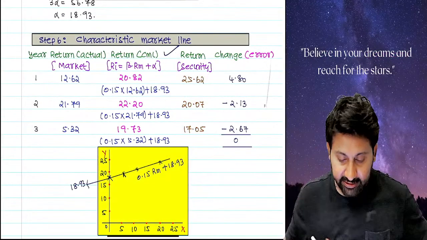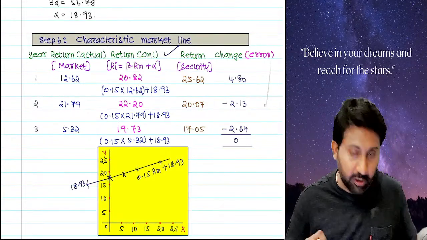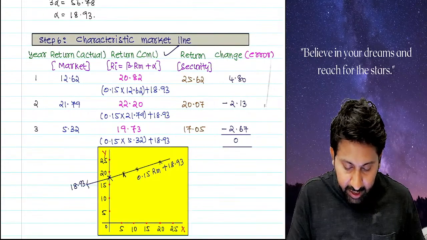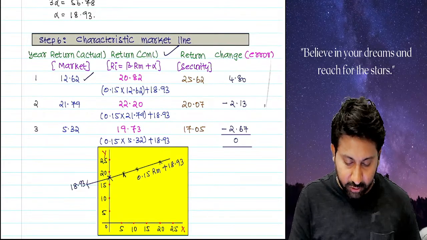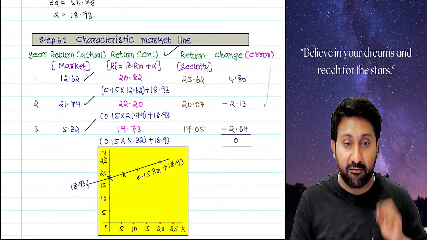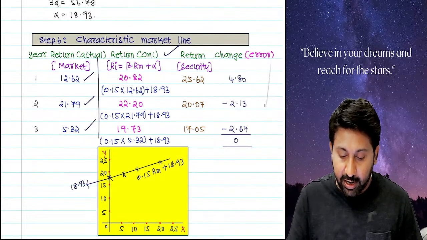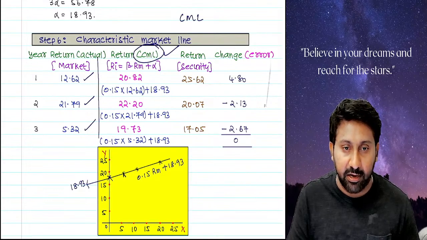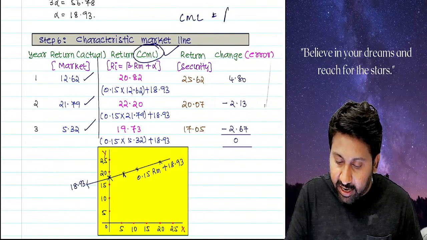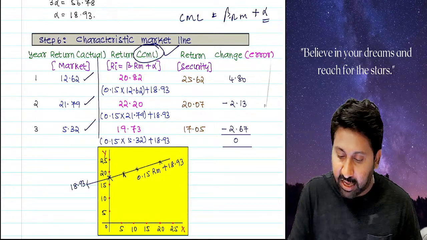So the point is, whenever you do the question on that, they will give you the actual returns. The actual returns will be 12.62, 21.79 and 5.32. So these are the 3 actual returns. Next one, the CML formula, the characteristic market line equation: beta into RM plus alpha.